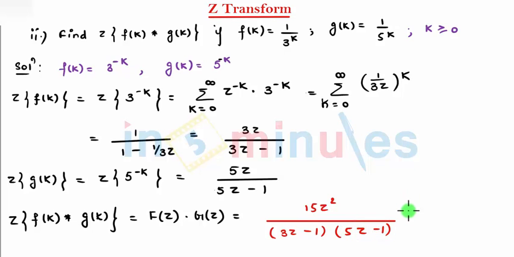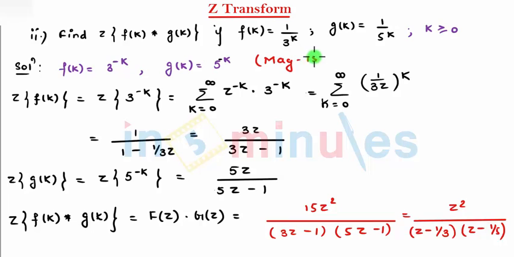We can also write this as z square divided by, taking 3 common and 5 common, 3 into 5 is 15, it cancels out, and I can write z minus 1 by 3, and the next is z minus 1 by 5. So that's the answer. This sum was asked in May 15 in Mumbai University paper.